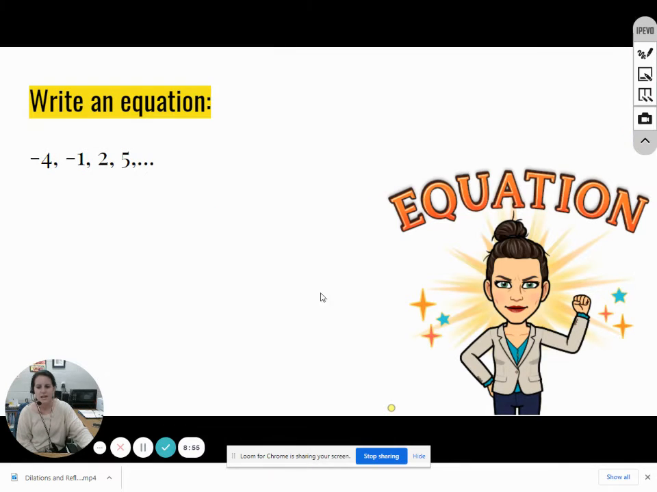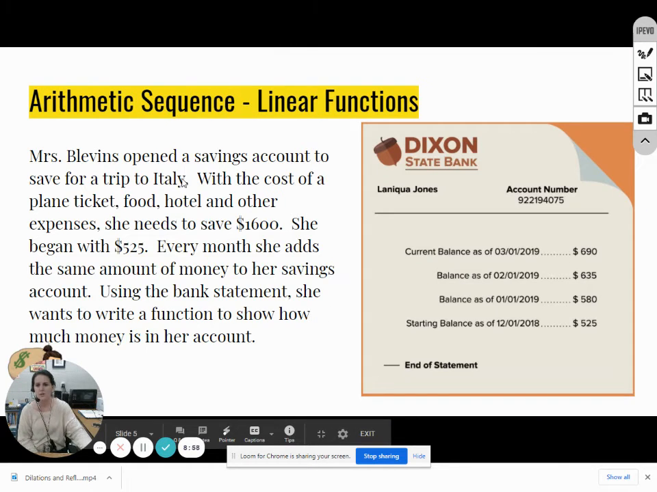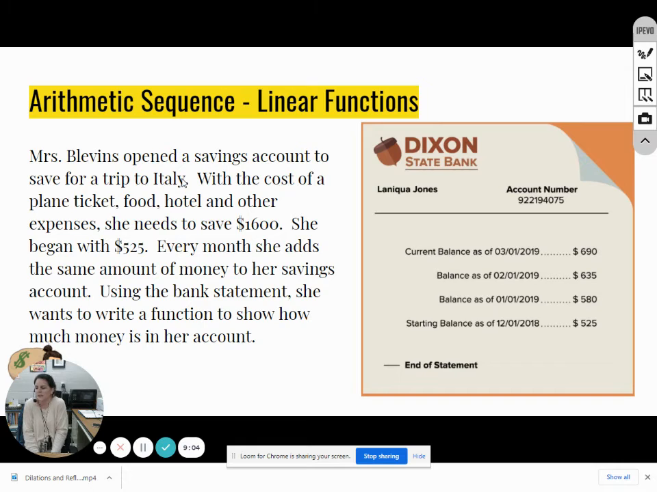Okay, so now let's look at a real world problem. That's what we care about, right? I'm going to pretend that I'm opening a savings account to save for a trip to Italy. I have always wanted to go to Italy. The problem in the book had somebody else's name that talked about I'm going to Spain, but I want to go to Italy, so I changed it to suit my fancy.